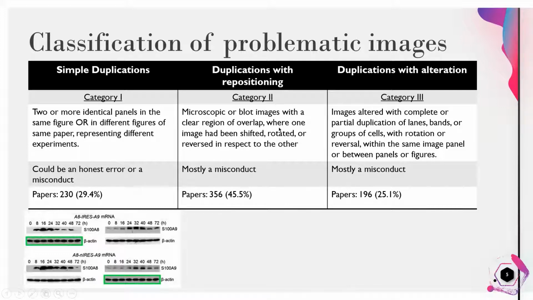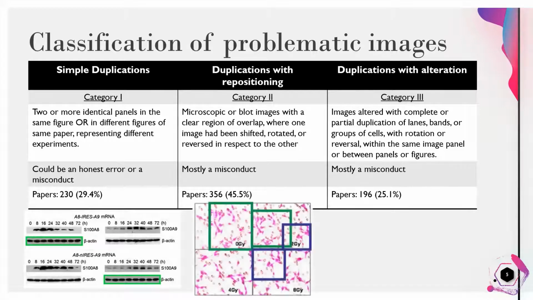In the second category, a blot or image is overlapped by rotation or shifting. So if you closely look at the green portions in this image and follow the pattern, it is exactly the same. This is mostly due to misconduct.